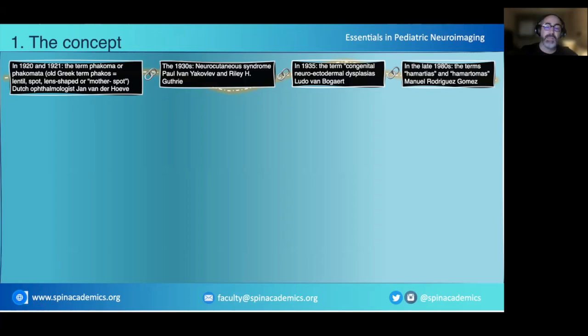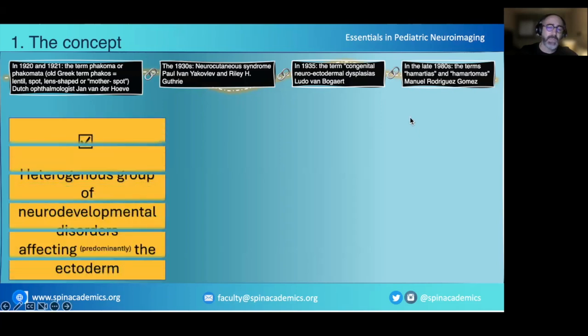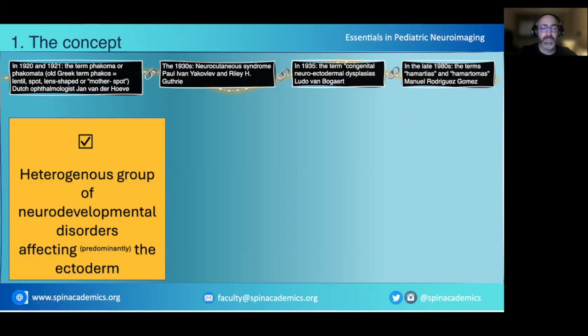Anyway, even nowadays it's difficult to find a common definition of these entities, but we can say that it's a heterogeneous group of neurodevelopmental disorders affecting predominantly, but not exclusively, the ectoderm. They could be autosomal dominant, recessive, or mosaicism. We are not going to go into detail about the double hit and this type of concept because of time, but just mention it if you are curious to go deeper in these terms.